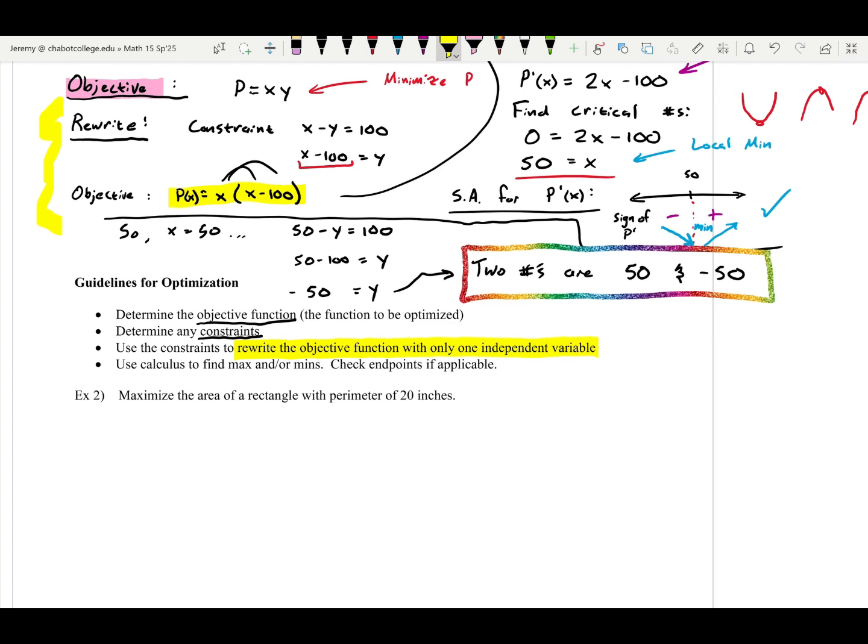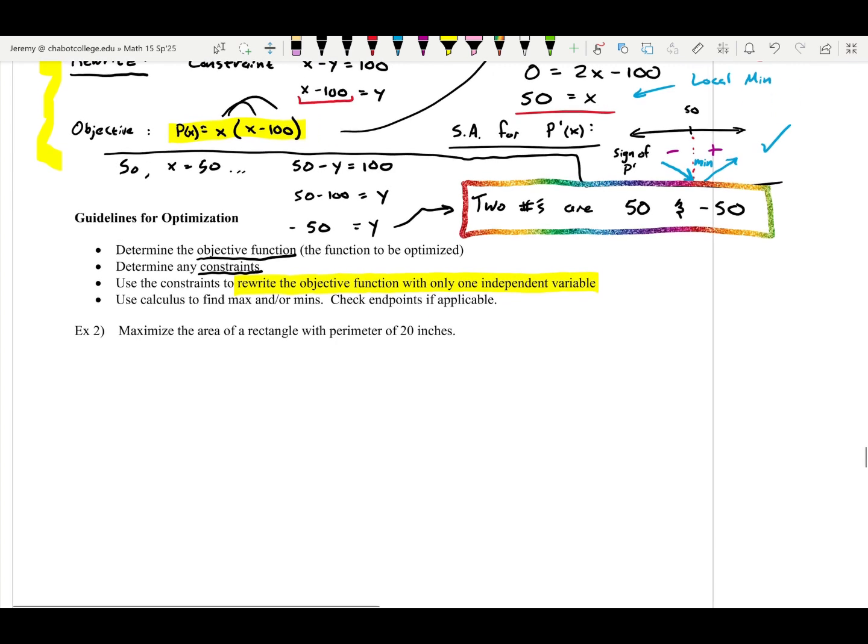And then you're doing a little sign analysis, checking endpoints if it's applicable, right? Like if we have a restricted domain or something like that, we have to check endpoints because we could have a local maximum or minimum at the endpoints.